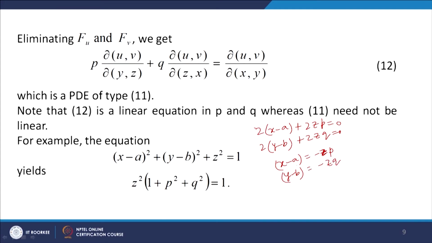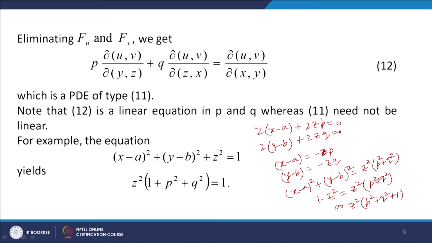Okay. Now we want to eliminate a and b, so let us square. Then (x minus a) whole square plus (y minus b) whole square will give you z square into p square plus q square. Now by the given relation, (x minus a) whole square plus (y minus b) whole square is equal to 1 minus z square. So 1 minus z square equal to z square times p square plus q square, and therefore we can write it as z square times p square plus q square plus 1 equal to 1, and it is not a linear equation in p and q.